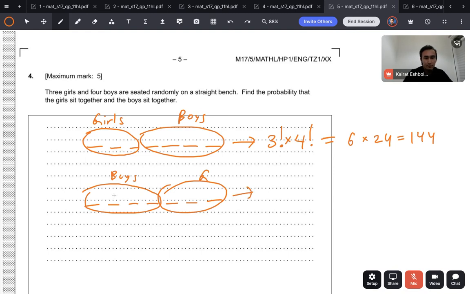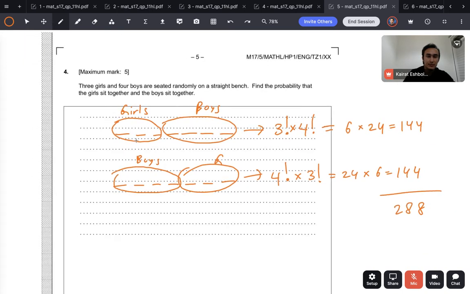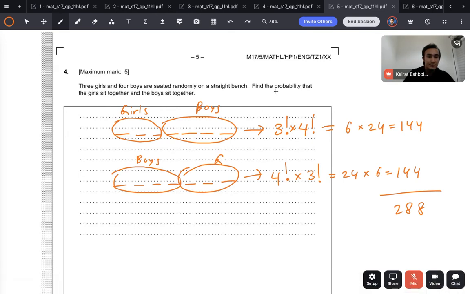What about this case? The 4 boys switching among each other is 4 factorial, times the girls, 3 factorial, is equal to 24 times 6, which is equal to 144. If we add these 2 numbers, it's going to be a total of 288 arrangements of the teenagers such that the girls sit together and the boys sit together. But the question is, find the probability that the girls sit together and the boys sit together.